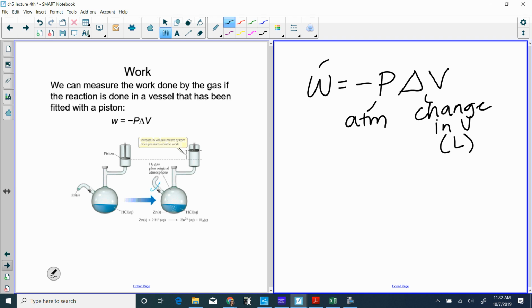That means your work unit is going to come out as a liter atmosphere, which is not a thing. You're going to have to convert it every single time to joules. 1 liter atmosphere equals 101 joules.